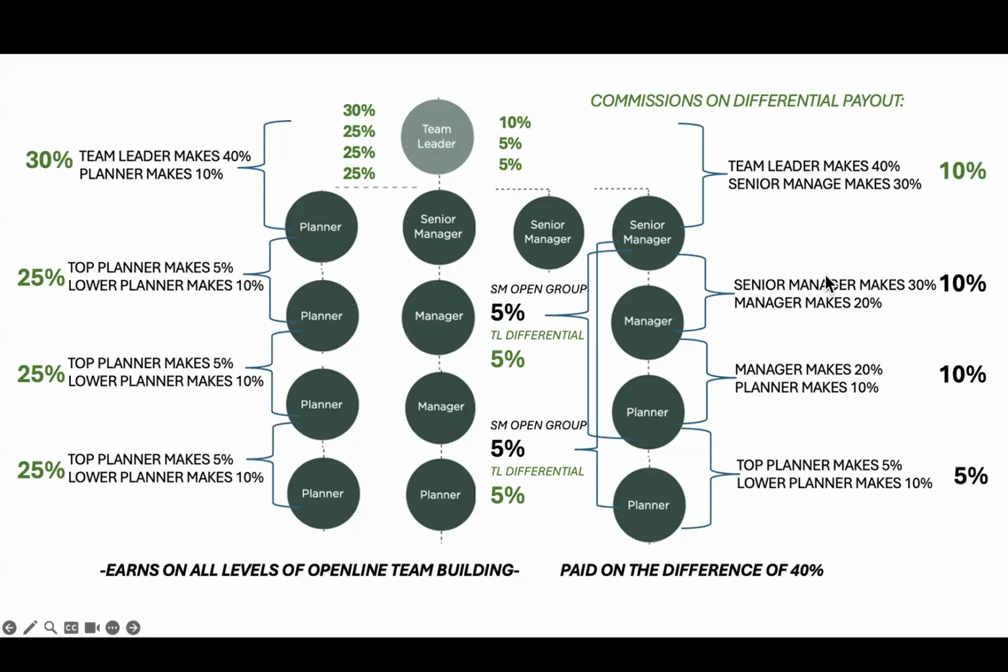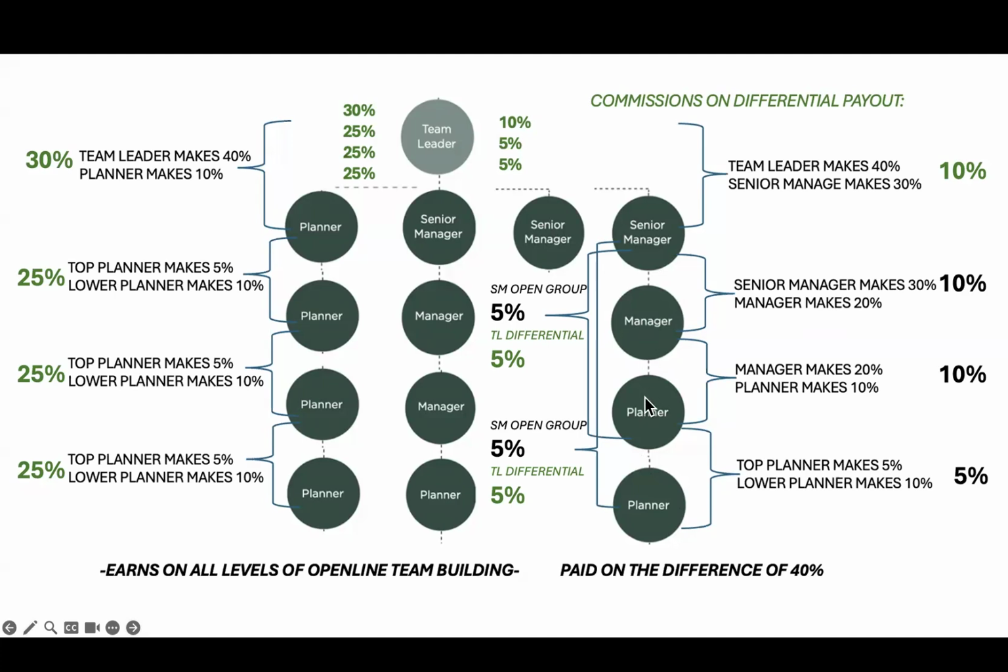The senior manager makes 30% and the manager makes 20%. So the differential payout among the two is 10%. So the senior manager took 10% on his level 1 differential payout. But because there are no other senior managers on his level 3 and 4, the level 3 planner and the level 4 planner is ultimately the SM open group of the 5%.